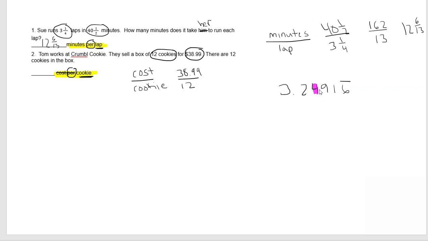So to figure out what that rounds to, we need to look at the thousandths place that's right after the hundredths place. If the thousandths place is 5 or bigger, then we're going to round the hundredths place up 1. So this would be $3.25. That is the cost per one cookie.